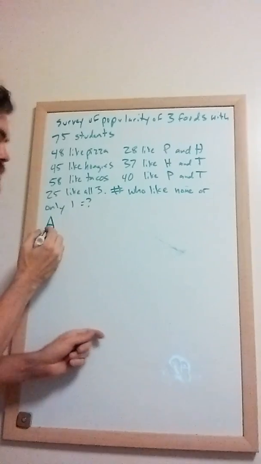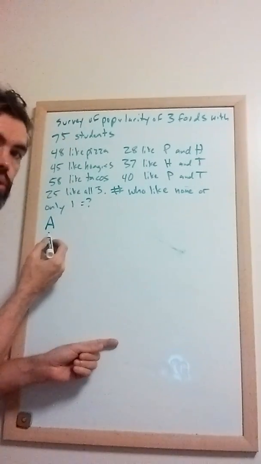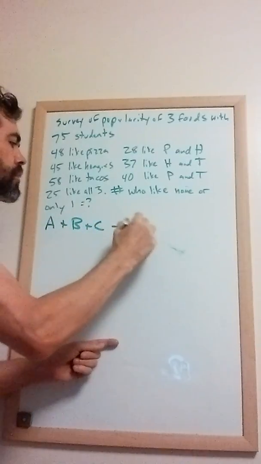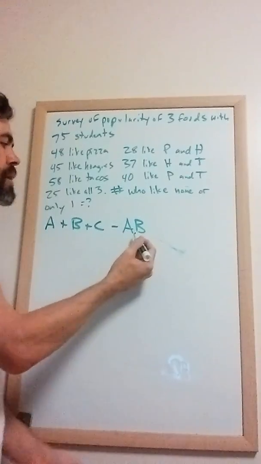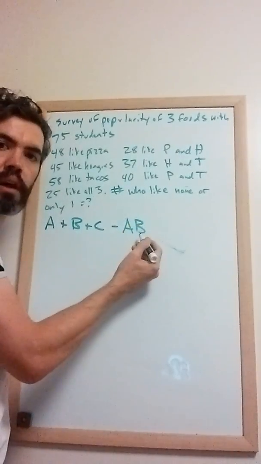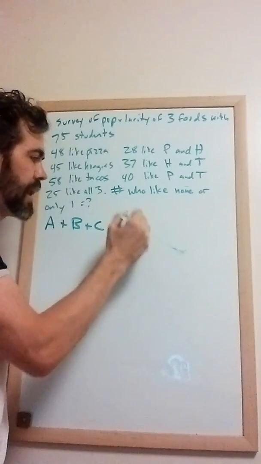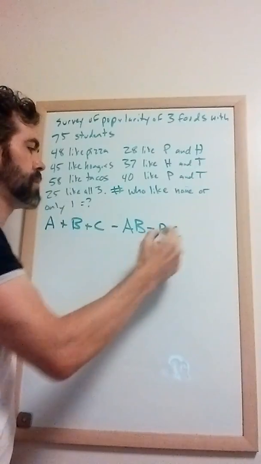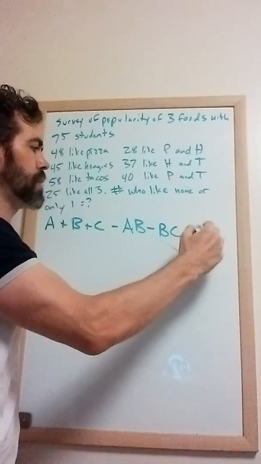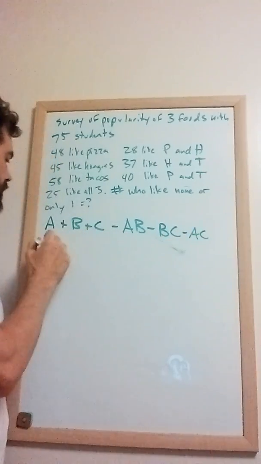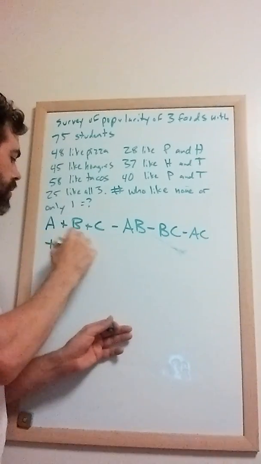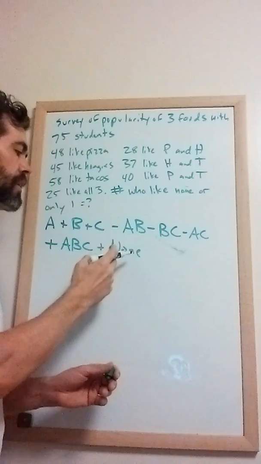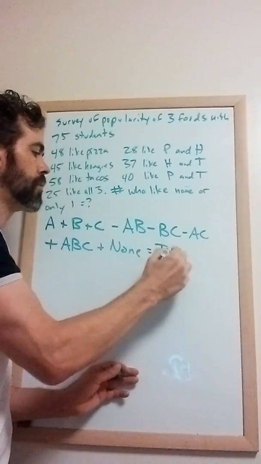Group A, so this means everybody who is in Group A, including the doubles and triples, plus Group B, plus Group C, minus Group AB, okay? And when I say Group AB, I mean people who are in both Group A and B. I don't mean Group A times Group B, okay? It's not A times B. It's just people who like both of these, minus the people who are in Group B and C, and then minus the people who are in Group A and C, plus the people who are in the triples, plus the people who don't like any of these things or in none of the groups, equals the total people.